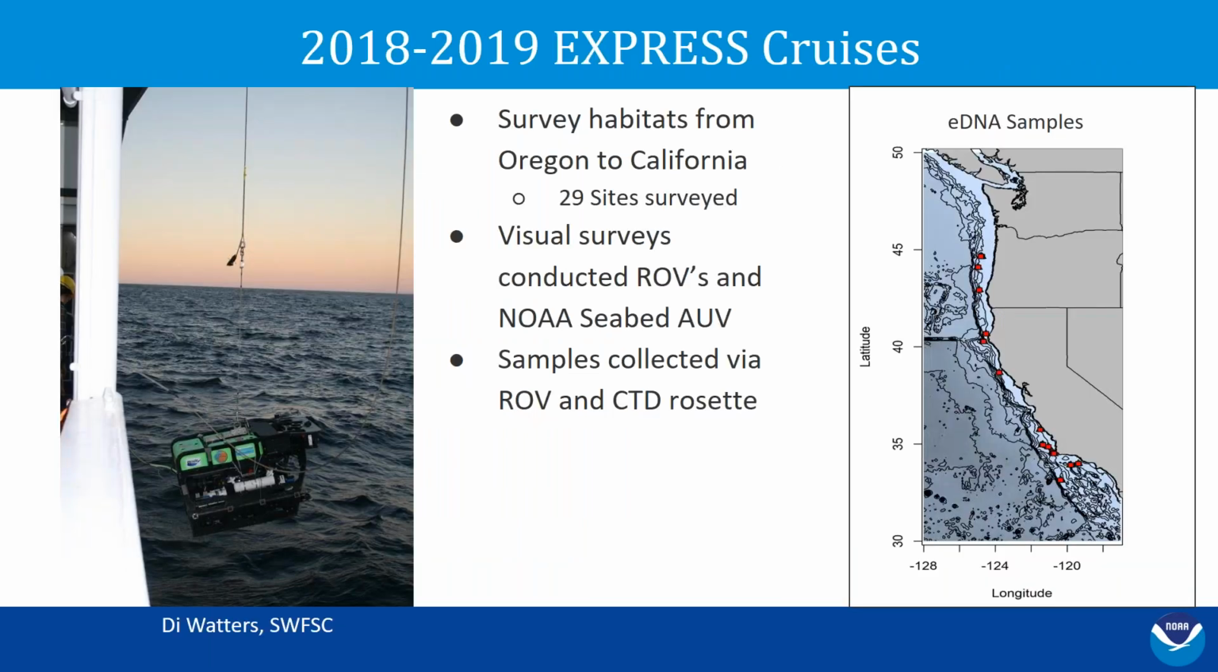So we surveyed habitats from Oregon to California. 29 individual sites were surveyed across 2 years. We did visual surveys via both ROVs and NOAA's seabed AUV, and we also collected samples, both physical samples and environmental samples with the ROVs, and collected additional environmental samples, or eDNA samples, with the CTD rosette on the ship.